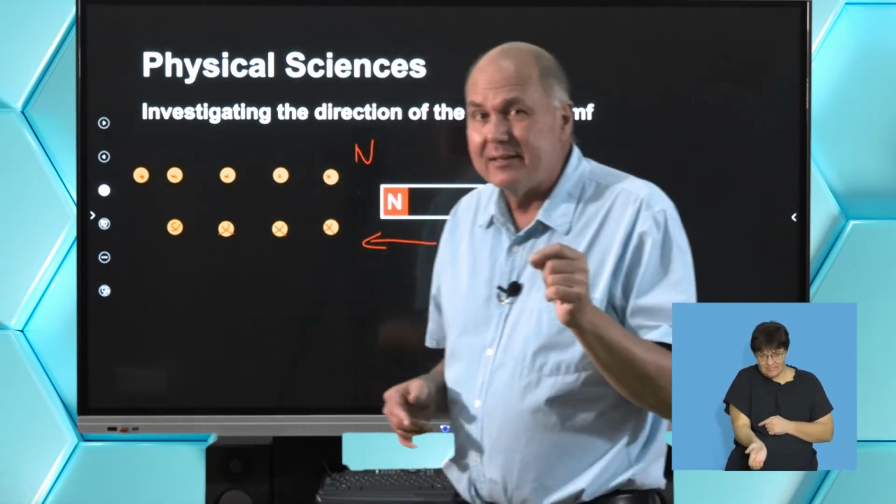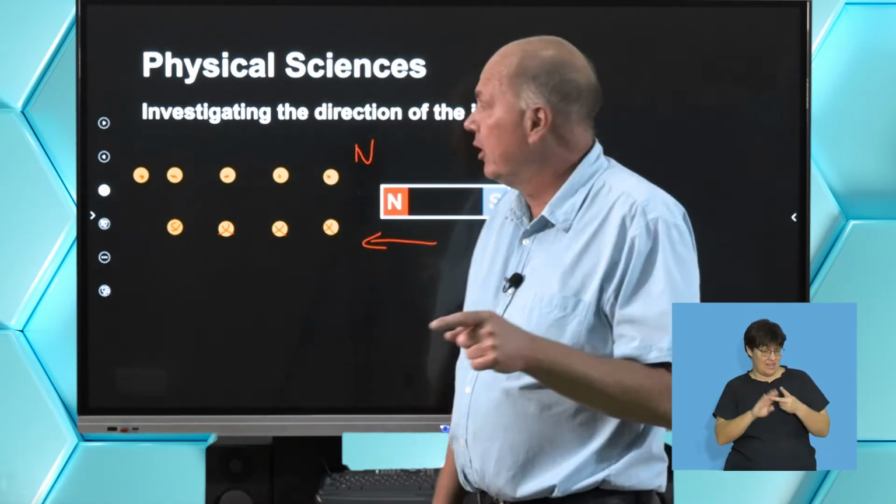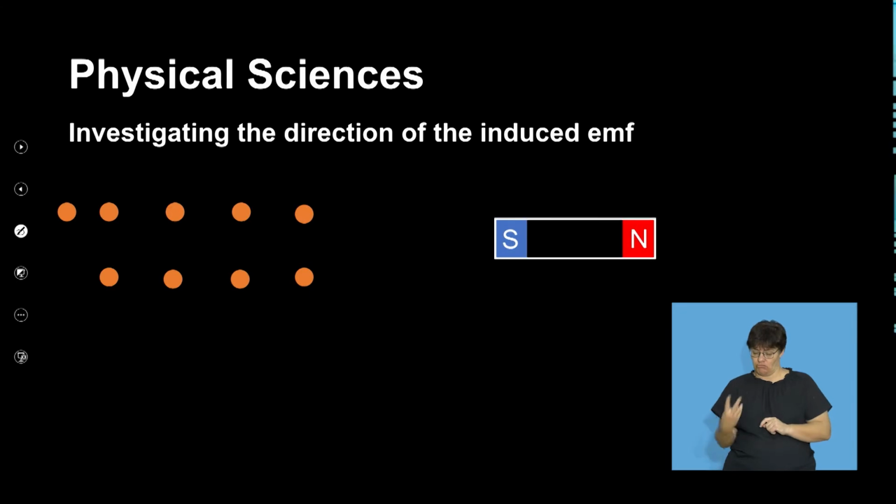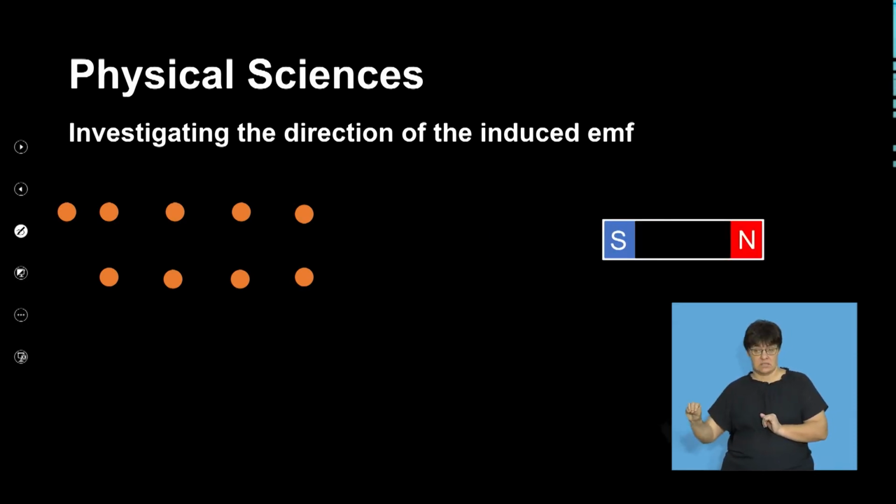Let's look at the other situation. What do you think will happen if we change the pole of the magnet? And so what we've got here is a south pole. And we recognize that the south pole is in that position, and now it's gone further away.